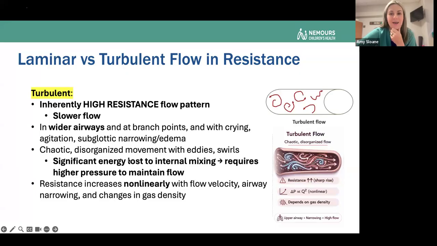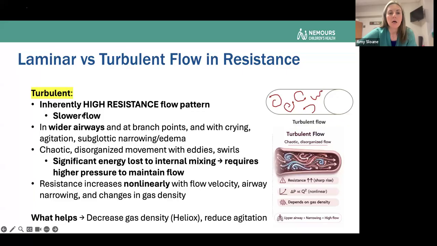So on the flip side, turbulent flow represents a high resistance, inefficient pattern of airflow, making the flow of gas or air slower here. It's seen in the wider airways and at certain branch points, and then clinically also seen with crying, agitation, subglottic narrowing or edema. The gas moves in these swirly, disorganized patterns rather than smooth layers. And in this setting, there's a lot of loss of energy to the internal mixing. So a much higher pressure gradient is required to generate and maintain the flow.